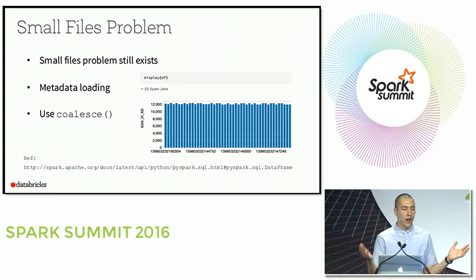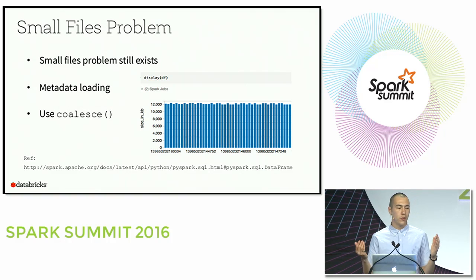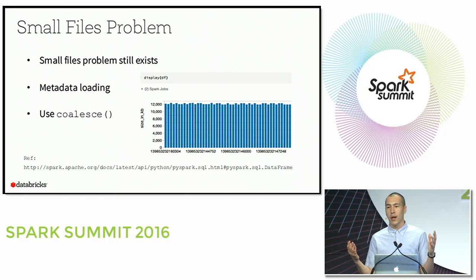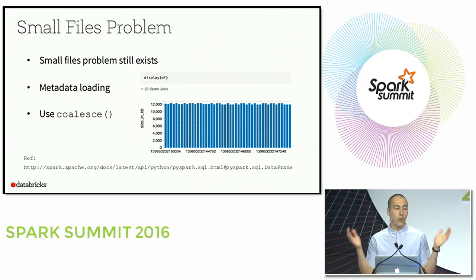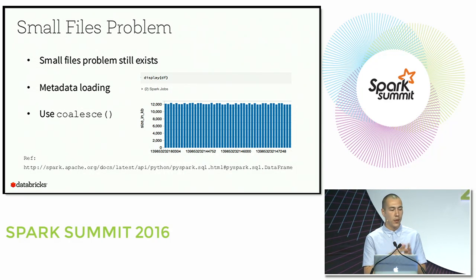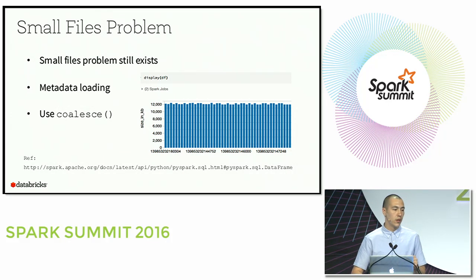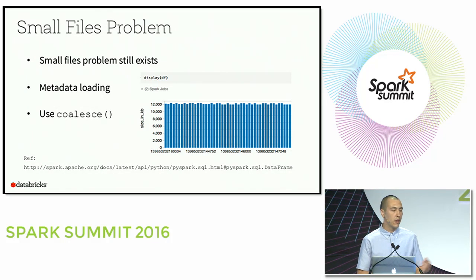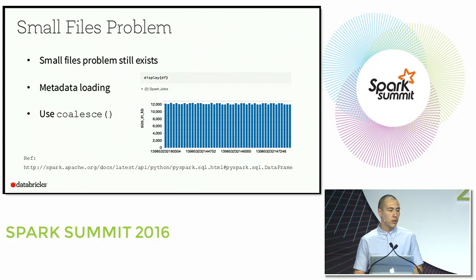So you can say, OK, I have this much data. I want to make it maybe 300 megabytes compressed Parquet, and I want to write it out to this directory. You're going to use coalesce, and you can dictate the number of files you're going to write out. And so this will solve the metadata loading problem and improve the efficiency of your jobs as well.